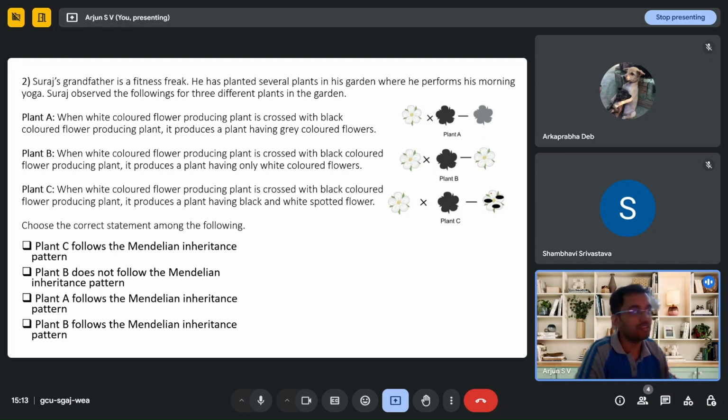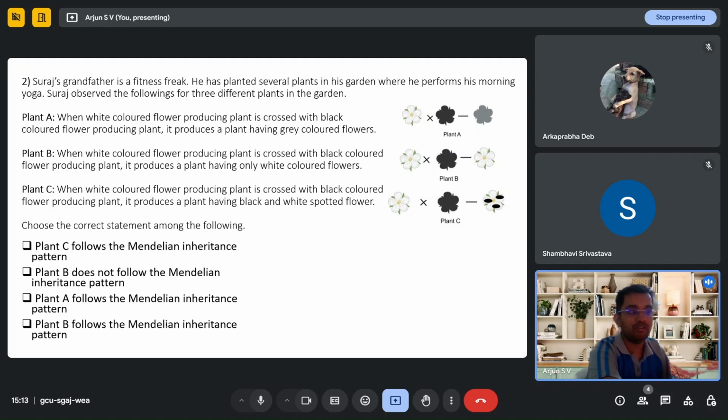So this is a co-dominant system where both black and white are dominant over each other. So this is also a non-Mendelian inheritance, and the option says that plant C follows the Mendelian inheritance pattern, which is not the correct case. Plant B does not follow the Mendelian inheritance pattern. This is also not the correct case. Plant A follows the Mendelian inheritance pattern. This is also not the correct case because it's incomplete dominance.